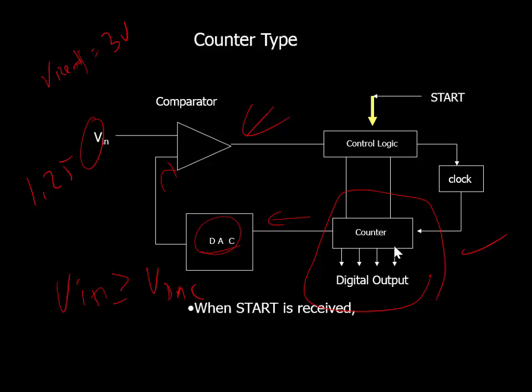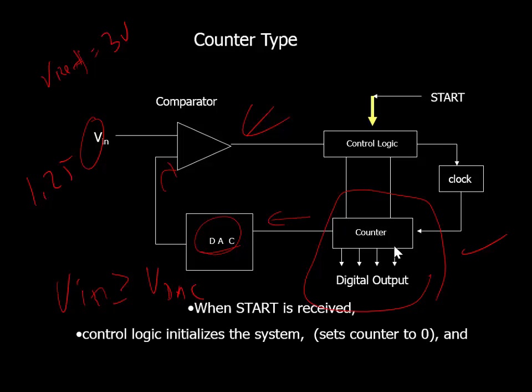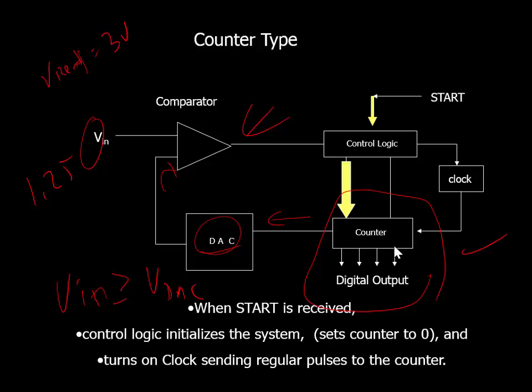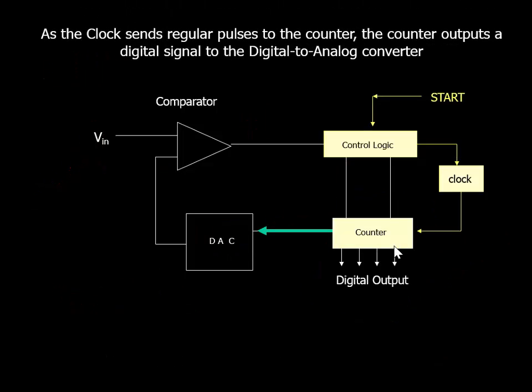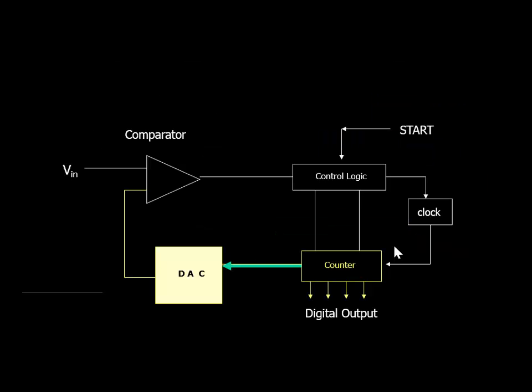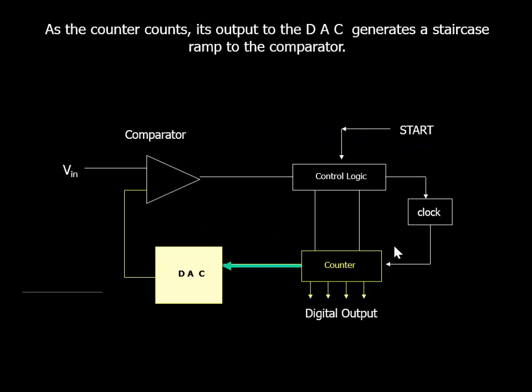So our control logic is received. Control logic initializes, sets the counter to 0. Turns on the clock, sending regular pulses to the counter. The counter keeps clocking up. As the counter counts, it outputs a digital signal to the digital to analog converter. Of course, I stole some really pretty slides this time. And then the output generates a staircase. So we're going to see there's our staircase going to our comparator right there.